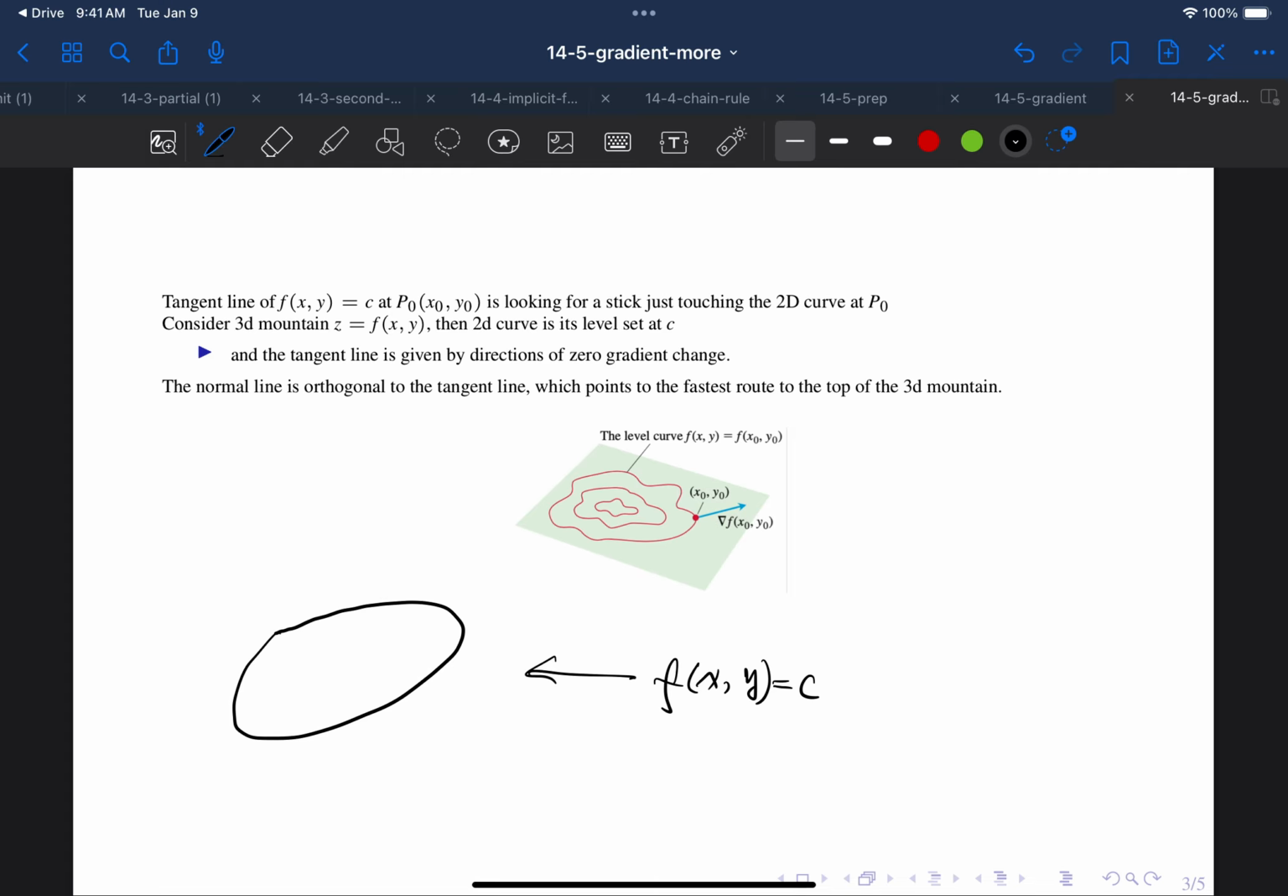The question about the tangent line is, suppose you are sitting here on the curve, then the tangent line is the line going through that point, touching at just one point. This is a tangent line. And the normal line is the line perpendicular to the tangent line. So we're going to ask for the equation of the tangent line and the normal line.